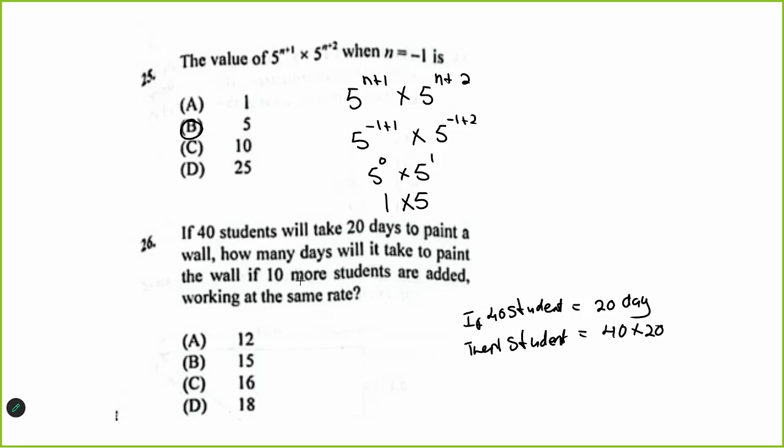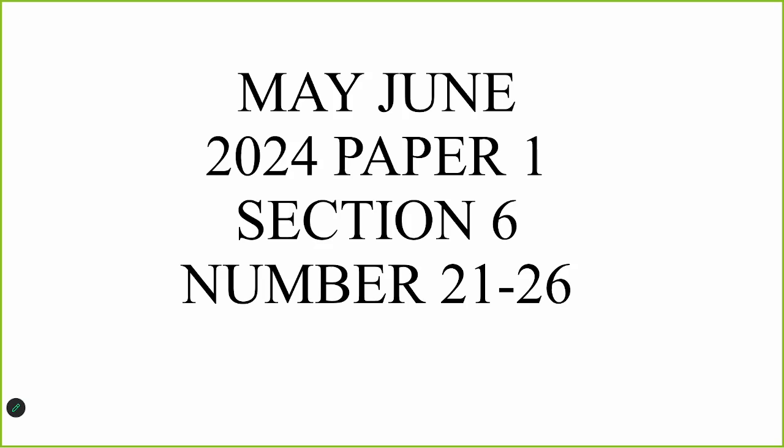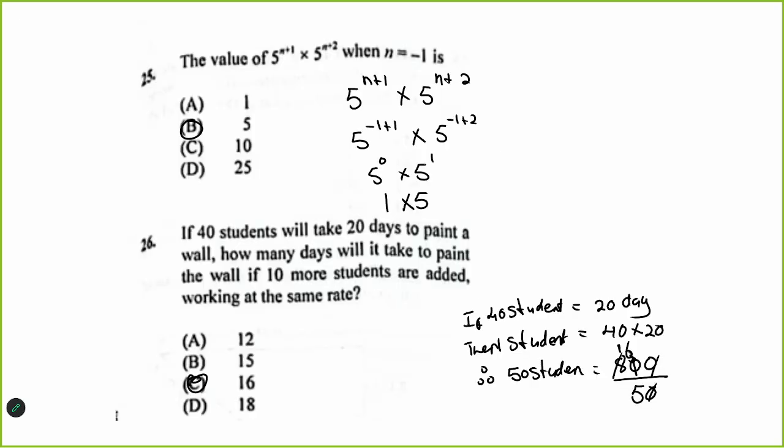If they added in 10 more, therefore 50 students, it would be 800 divided by 50. If 1 student takes 800 days, then 50 students should take 800 divided by 50. 5 into 8, 1. Remainder 3, 5 into 30. So the answer is 16 days. And that is supposed to be how you would do this. And that is the end of January 2025.